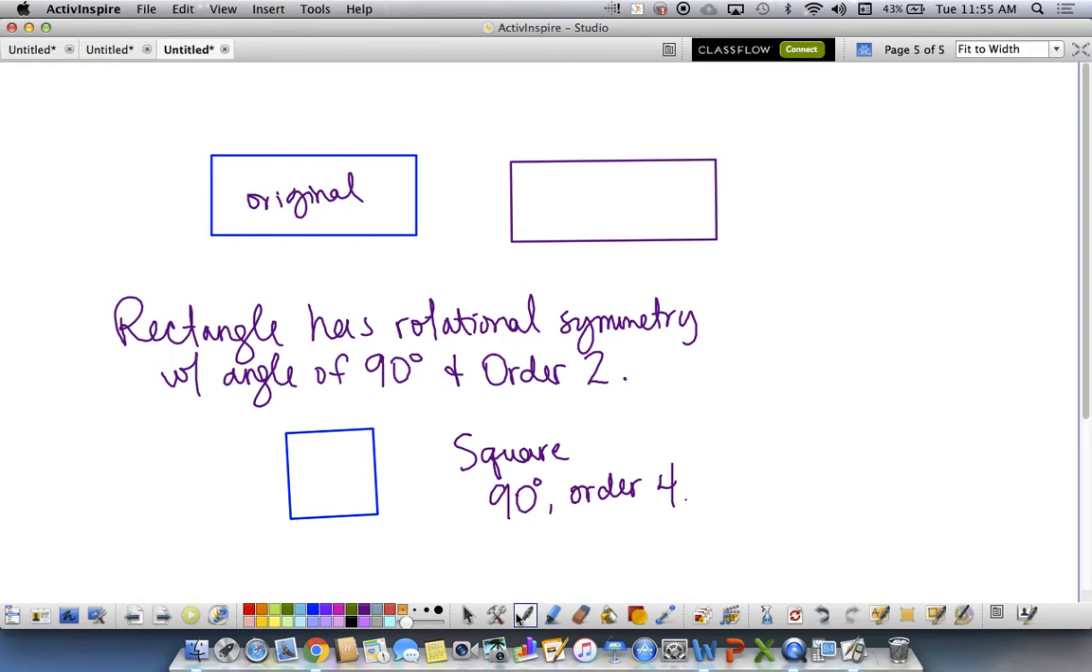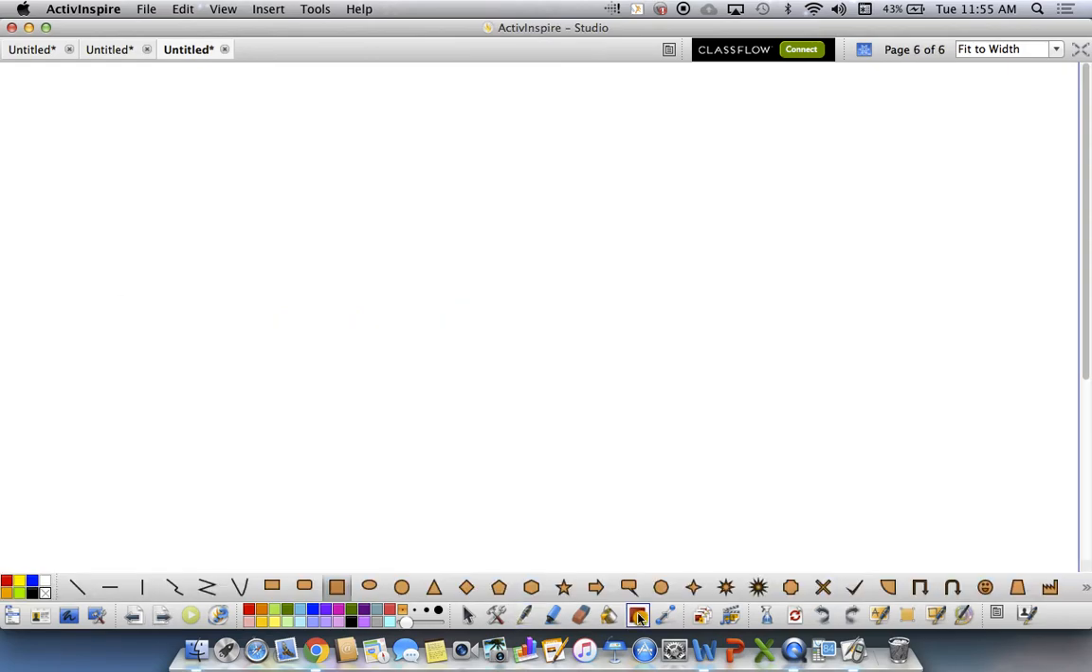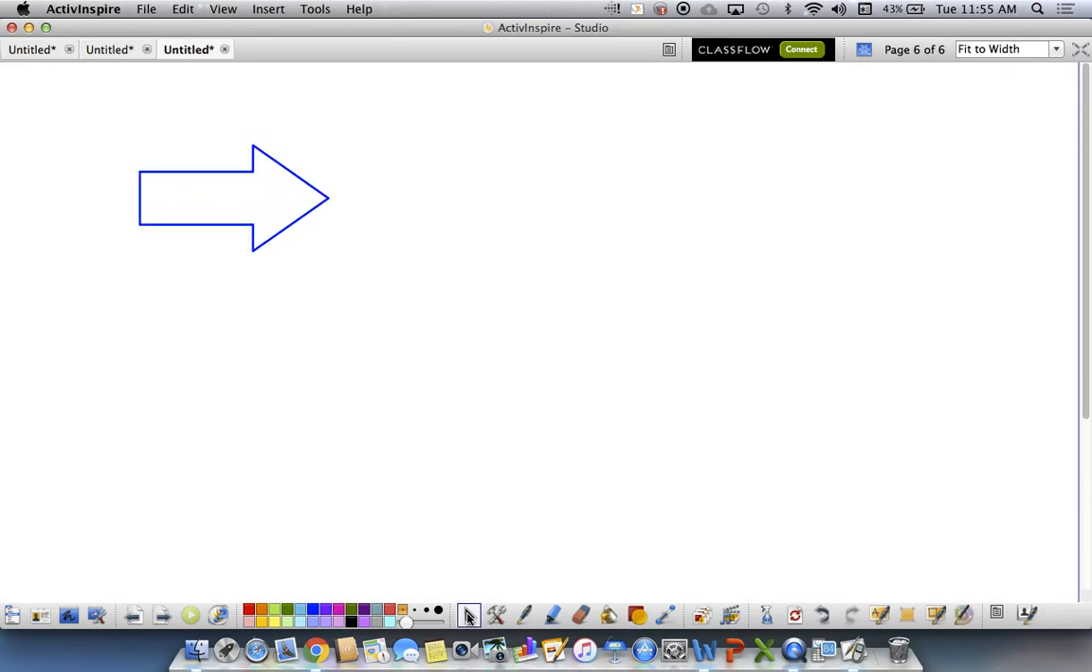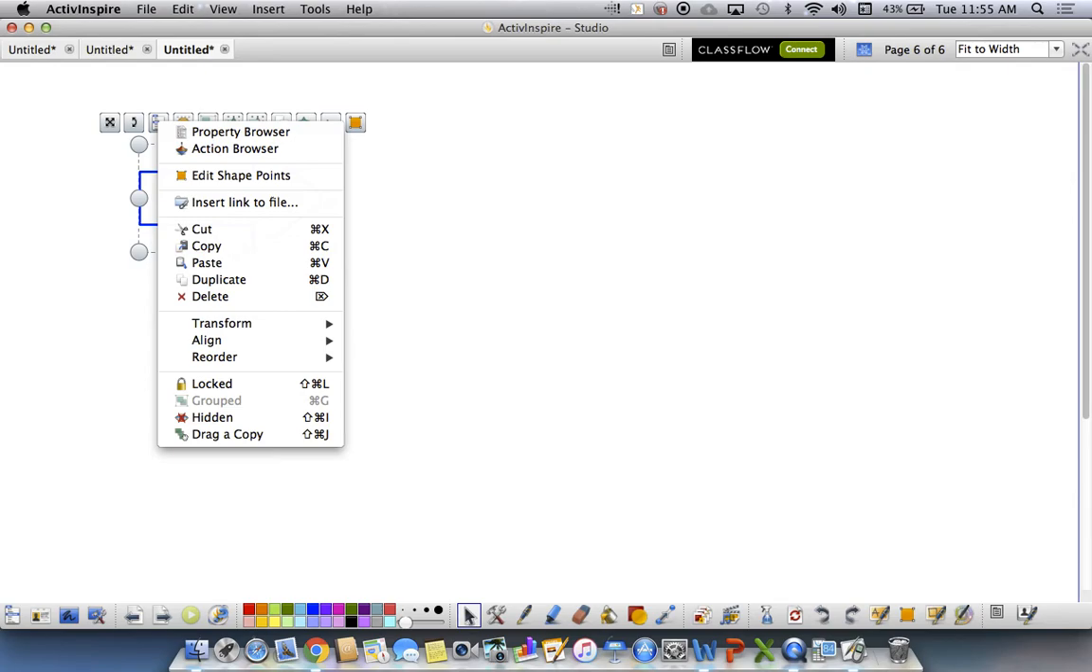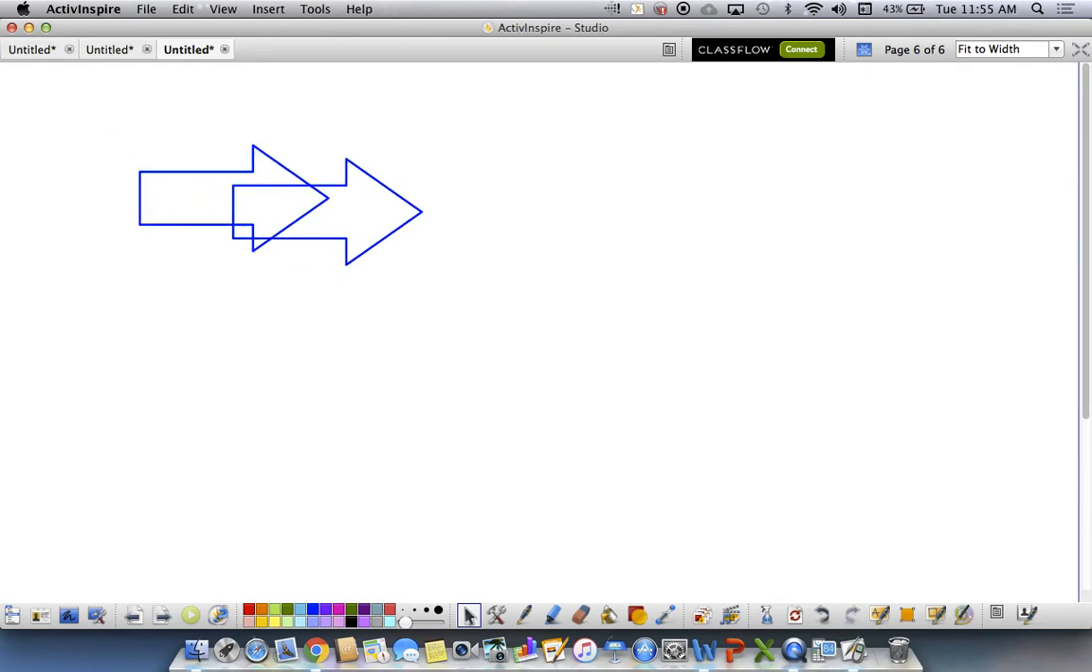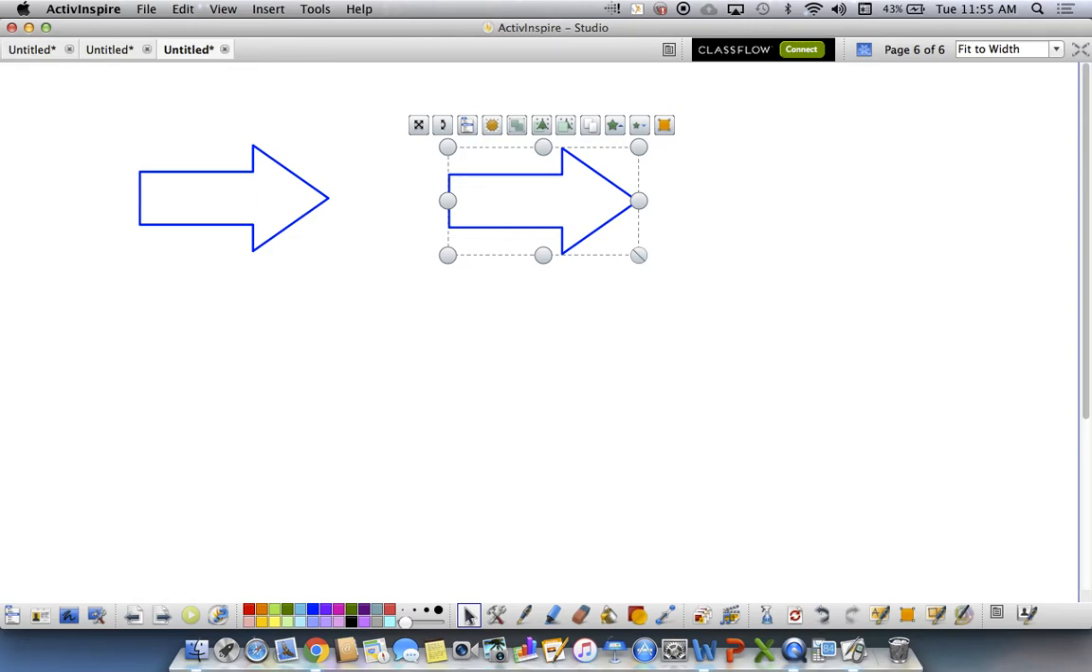Okay? Next, let's look at something that might not have it. Could something not have rotational symmetry? I'm going back to the arrow. And I'm going to take it and duplicate it just so that we know, and I'm going to move it away. So here's our original, and the arrow that we're going to rotate.